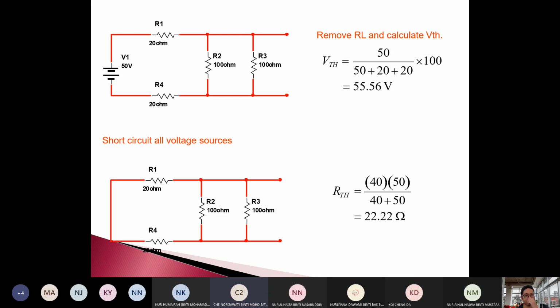And then what is your RTH? Your RTH would be, when you short this, over here it is 40, and this should be 50, because they are in parallel. This one and that one are in parallel, so you solve using this equation and you obtain your RTH over there.